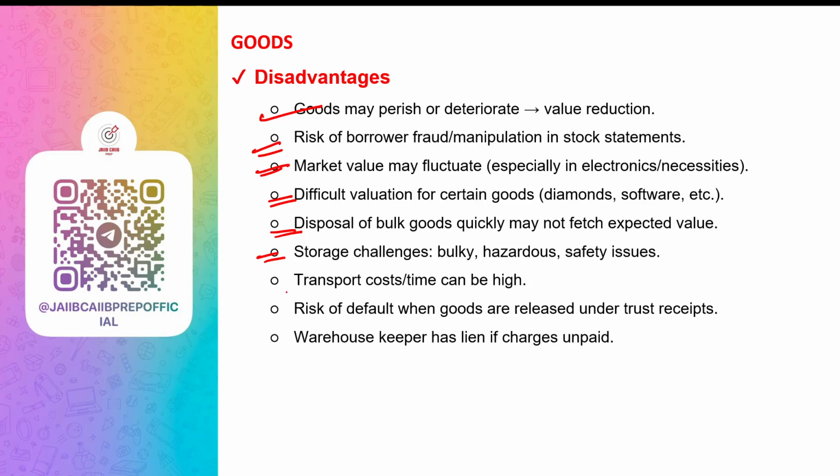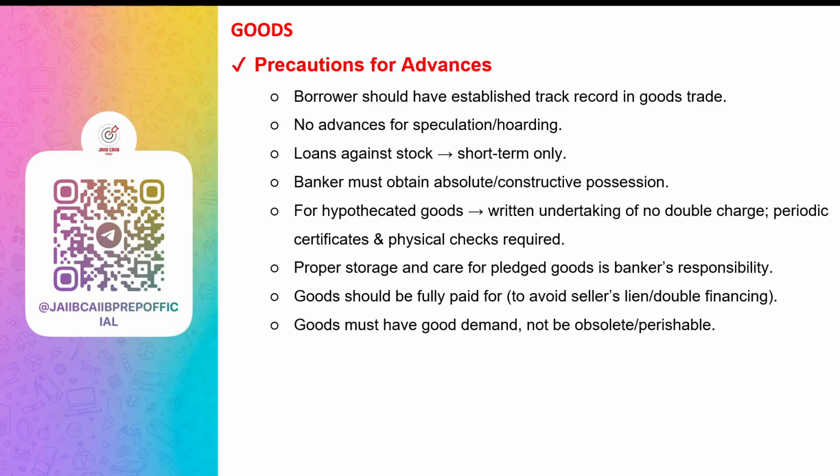Cost of transportation is high. Moving goods to the market may be costly. There is a risk of default when goods are released under trust receipt. A borrower may not deposit sale proceeds with the bank, so there's always a risk of default on sale proceeds. And then warehouse keepers may hold goods for unpaid charges.